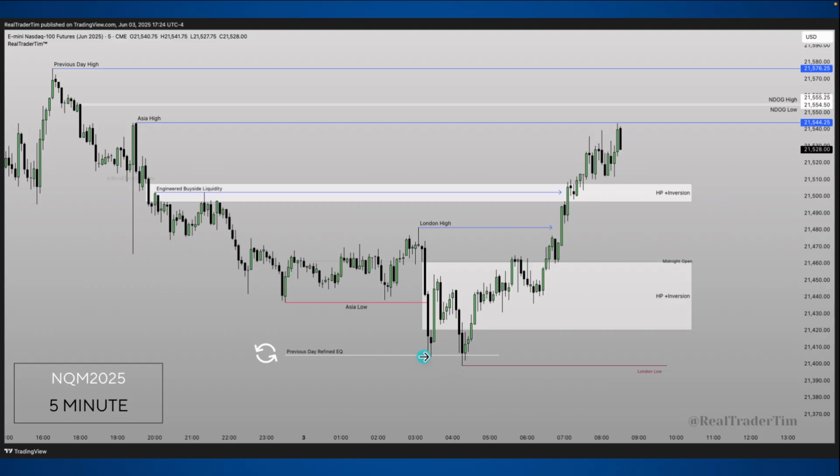So right here, we see a sweep, right? We deliver to previous day's refined equilibrium right here. And now looking at this 5-minute chart, it's like, okay, well, we delivered to it here and swept Asia low. And we have this SIBI. Didn't we close above that one? Well, we have both of these consecutive SIBIs. So we need to wait for stronger confirmation, a close above both of those prior.